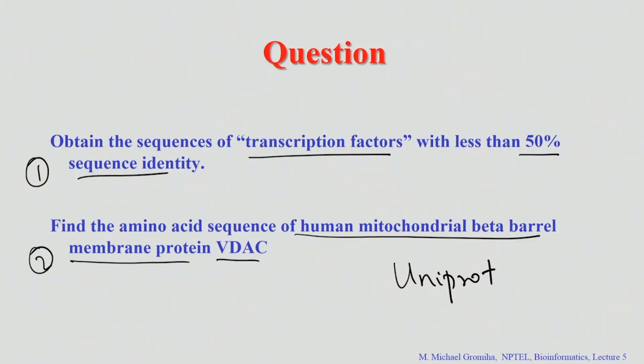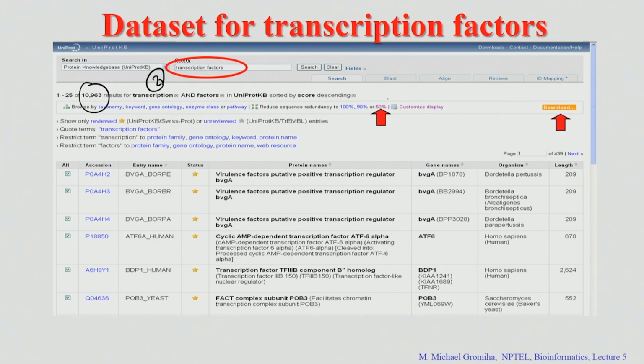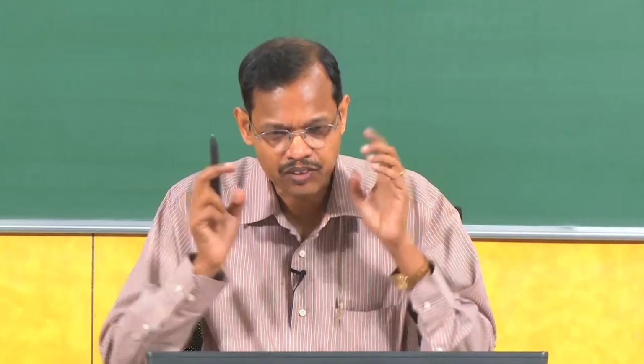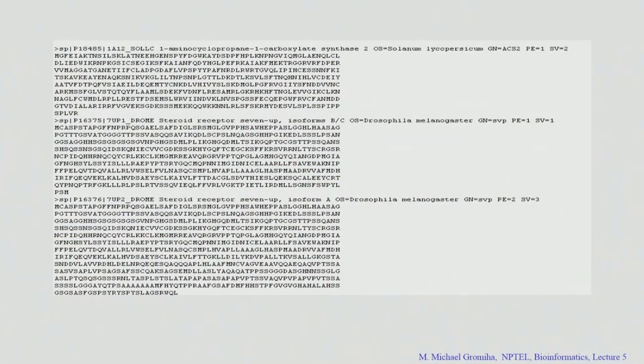So, we need the transcription factors with less than 50% sequence identity. So, what to do with this? Okay, we have to choose the 50%, and if you click, you will get the data. To download the data, there is an option called download here. Click to download, and it will ask which format you want. If you ask for the FASTA format, you will get the data in FASTA format, right.